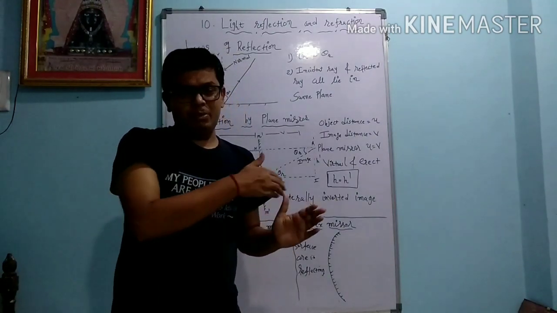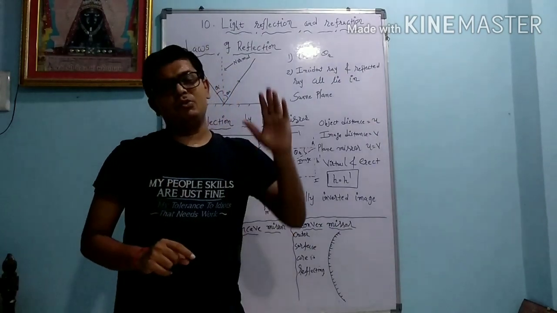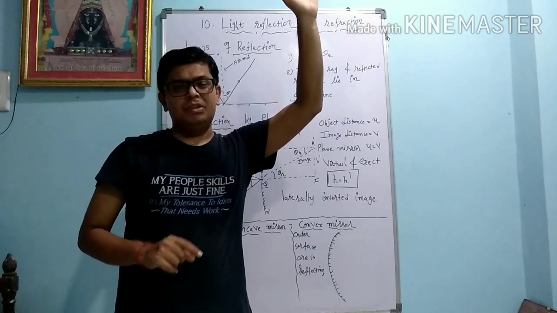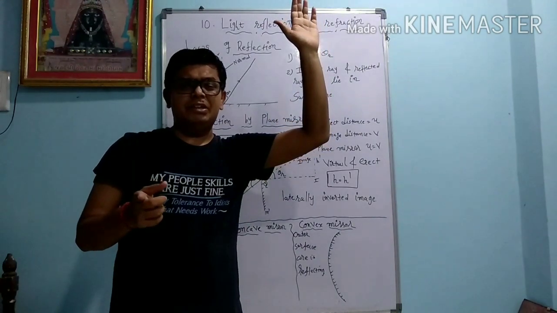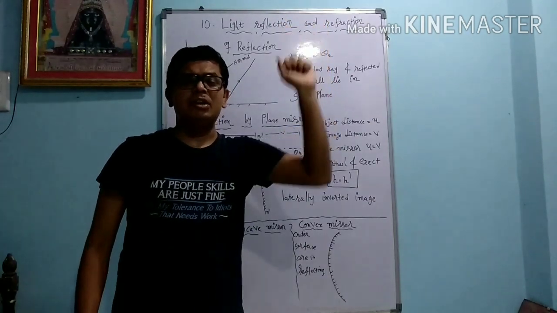I posted one video in between. Whenever you stand in front of a mirror and raise your left hand, in the image that left hand becomes a right hand. That type of image is called a laterally inverted image. Hello student, I am in front of the mirror. First we will learn about object distance.